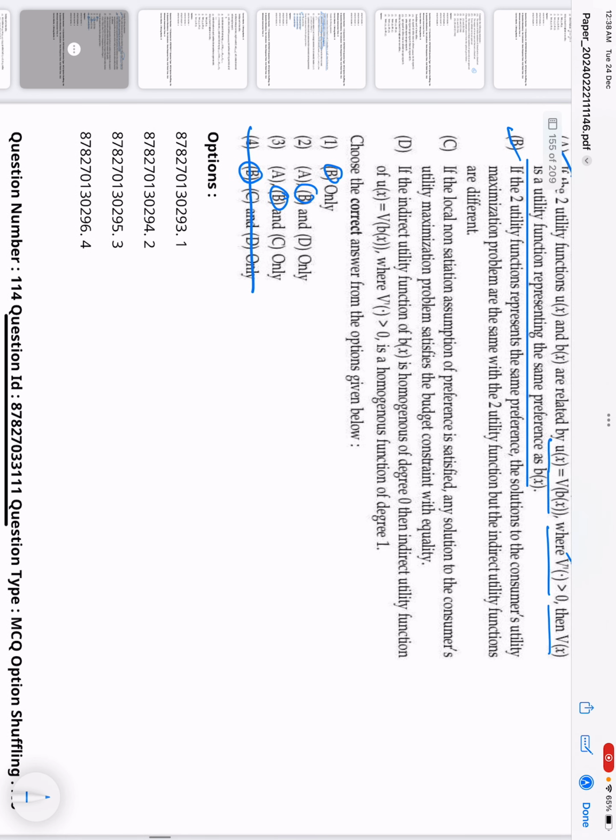Now, if the local non-satiation assumption of preference is satisfied, any solution to the consumer utility maximization problem satisfies the budget with equality, which also makes sense because if the non-satiation assumption is not being satisfied, which means you need more of the good, so you will end up spending at least the whole of your income. So in this case, we don't even need to look at the D part.